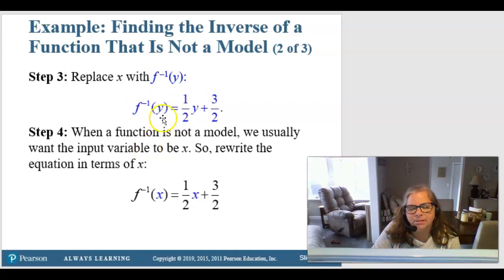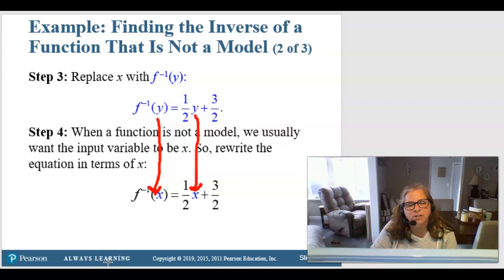The last step is to replace every y with an x. So every place that there was a y, we now have x. And that is how we find the inverse of a function.